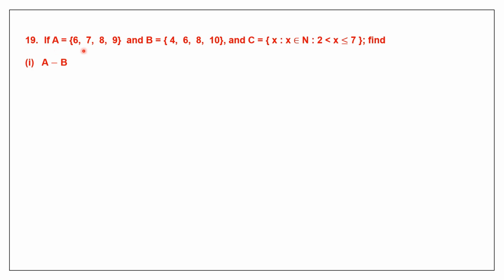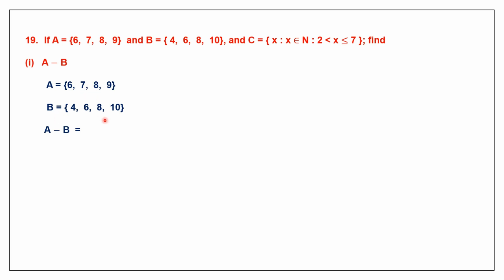Question 19. If set A is 6, 7, 8, 9, set B is 4, 6, 8, 10, and set C is x such that x belongs to natural numbers and x is greater than 2 and less than or equal to 7, then we should find the difference of A and B, A minus B. So let's have the sets. A is 6, 7, 8, 9. We have B. Now A minus B is what we need to find out.